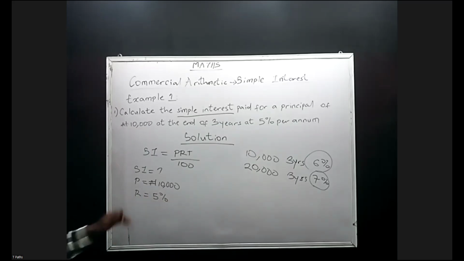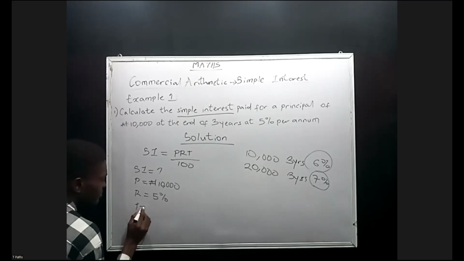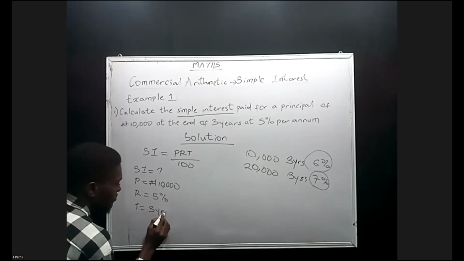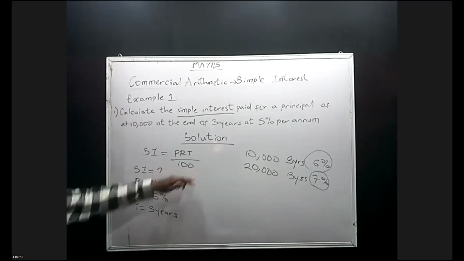I will say the time. The time is the amount of time you used to pay back or the amount of time you used to receive it back. Now, the time given here is 3 years. You just have to substitute this into your equation and get what you're looking for now.